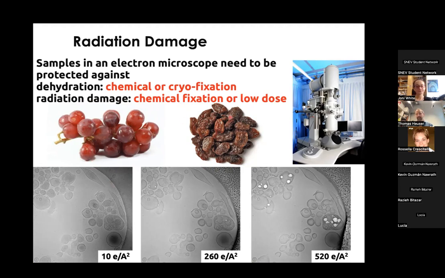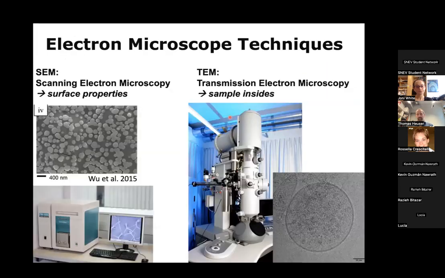Yeah? And there's basically two approaches we can use for sample preparation: conventional approaches and more modern cryo approaches. I will come to them in a second. And there's also two different types of electron microscopy technique that we can use. One of these techniques is called scanning electron microscopy. This is a technique in which we're basically looking at the surface of our sample.